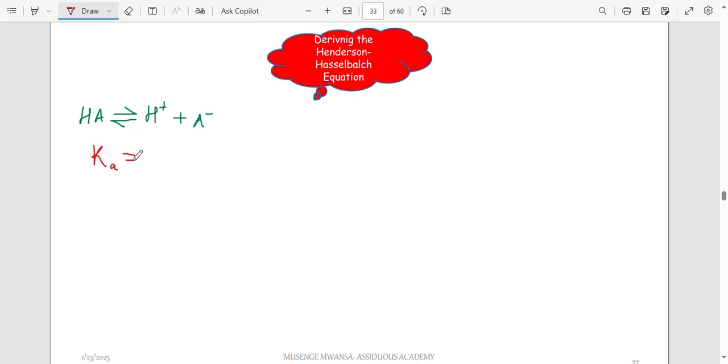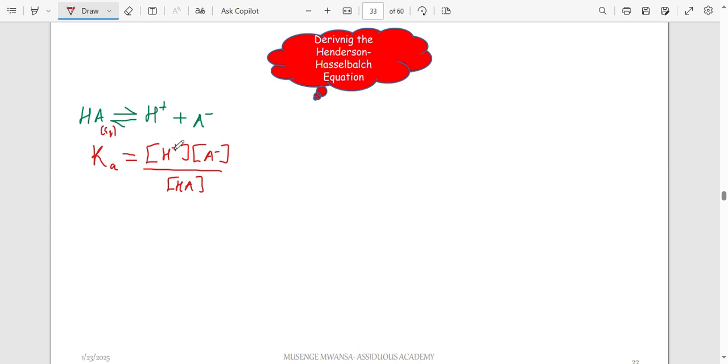Just like we talked about Kw, K is always found by the concentration of the products, that's hydrogen multiplied by A minus, divided by the concentration of the reactant. Because this is also dissolved in water, we can also include it, HA. Ka tells you how easily something dissociates. So a high Ka corresponds to a low pKa. Let me first derive the Henderson-Hasselbalch equation.